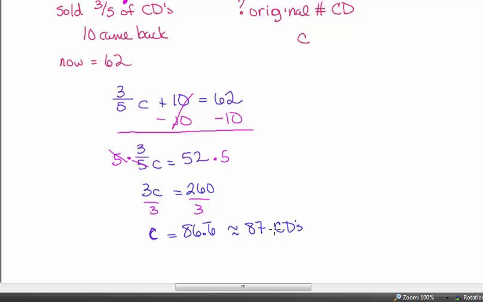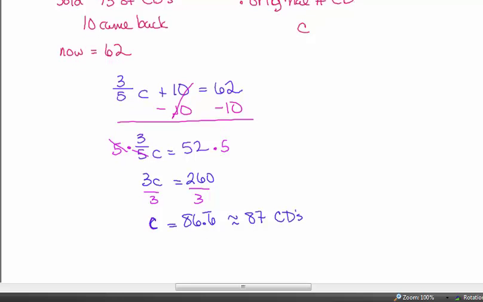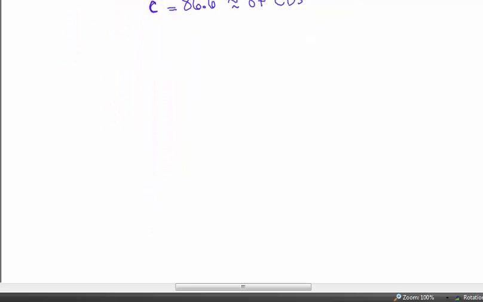And so I'm going to round and say 87 CDs originally. Whenever you have items that have to be whole numbers, for example, a CD, we can't have part of a CD. We're not talking iTunes, we're talking about physical CDs. And so whenever that happens, you need to round to the next highest whole number, even if it's a number that would normally round down. We want to round to the next highest whole number. So there were 87 CDs. All right, let's do one more word problem.